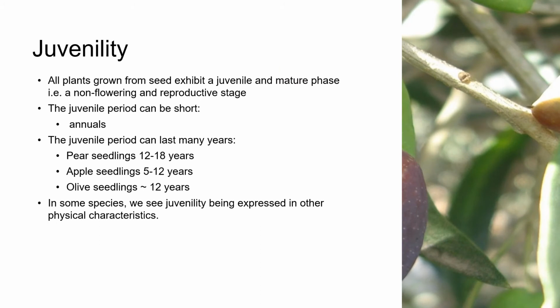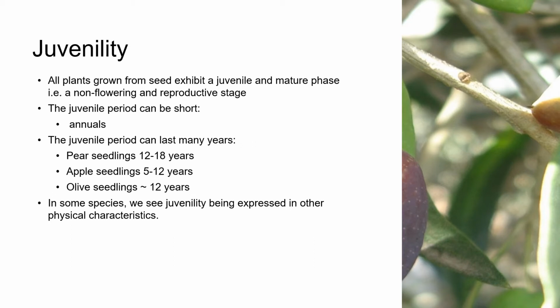All plants grown from seed exhibit a juvenile and a mature phase. In the juvenile phase, a plant is physiologically incapable of flowering. After transitioning to the mature phase, it can produce flowers and therefore fruit and seed. The juvenile period can be really short in annuals, which germinate, emerge, put on vegetative growth, then bloom, go to seed and die all in one growing season. Some herbaceous perennials may have a juvenile period of just 2 years, and some bulb species may have a juvenile period lasting several years when they're grown from seed.